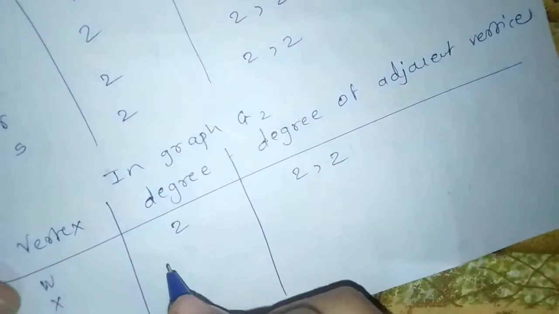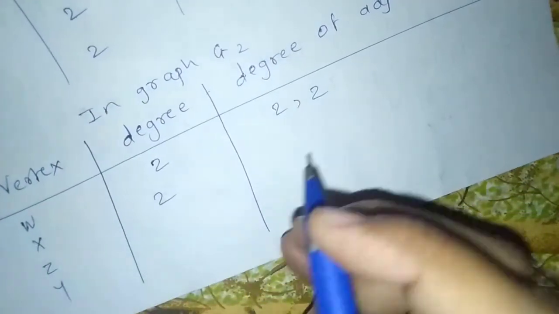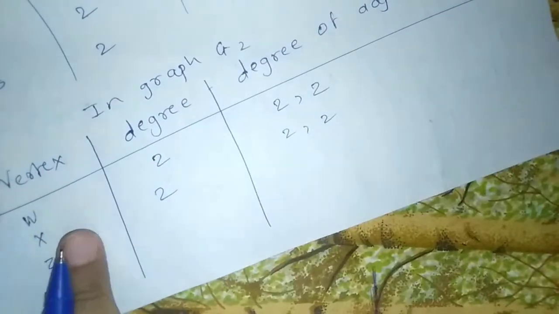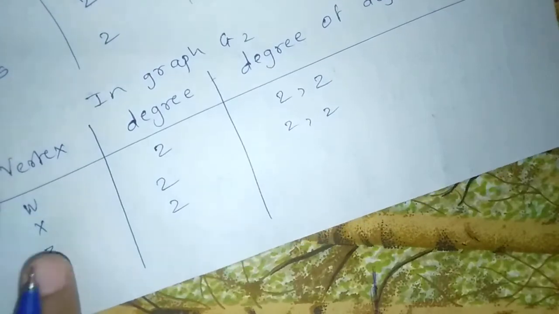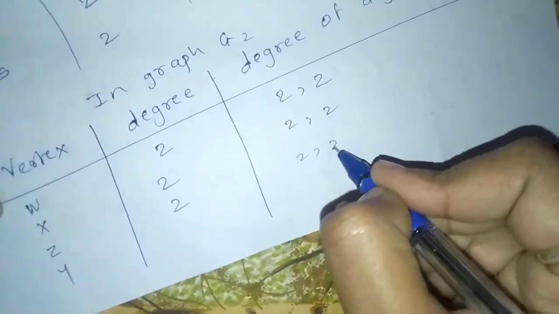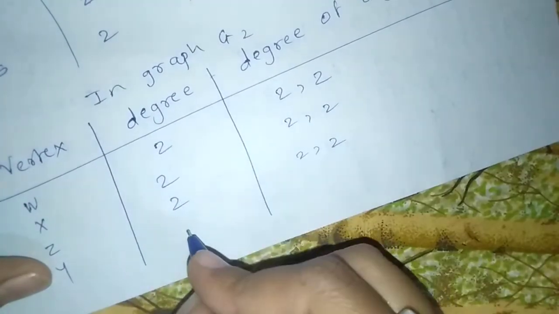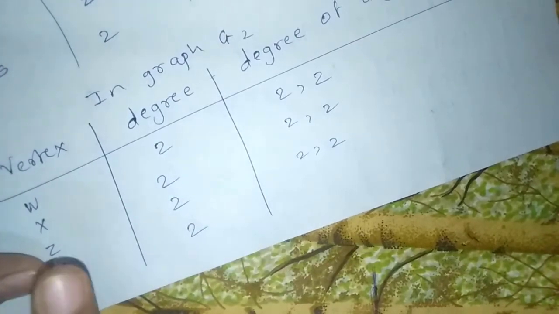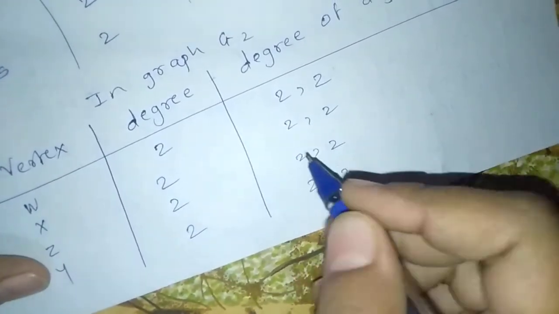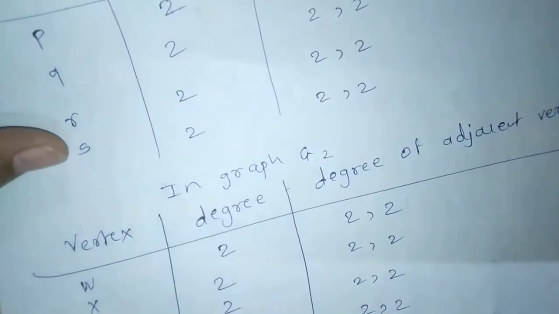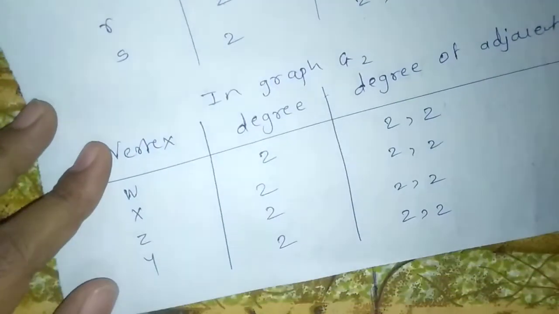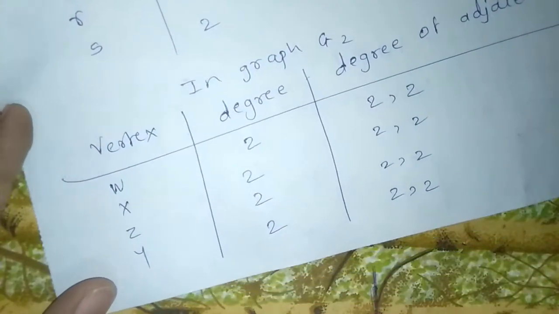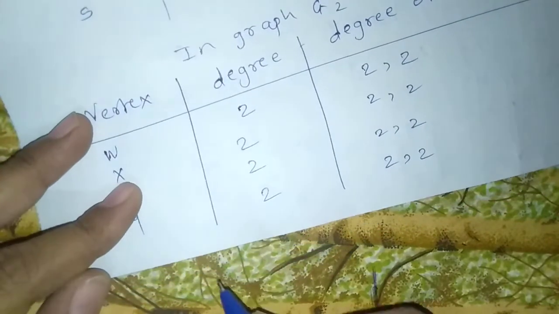So degree of X is 2 and the degrees of adjacent vertices of X are also 2, 2. Similarly for Z and Y, degree of Z is 2 and the degrees of adjacent vertices of Z are nothing but 2, 2. Degree of Y is 2, degrees of adjacent vertices of Y are nothing but 2, 2. Now look at these two tables. You can see that these two tables are the same, only the vertices are different. So that is, adjacency of vertices is preserved.